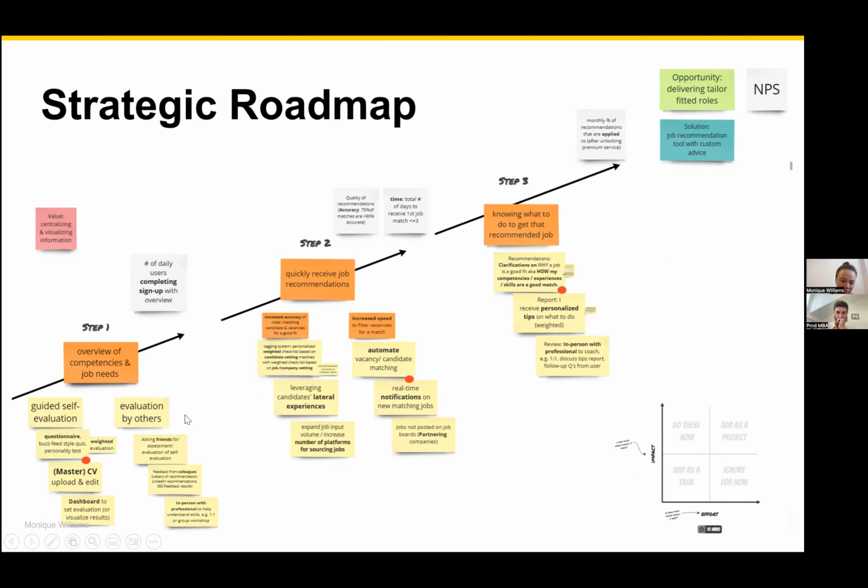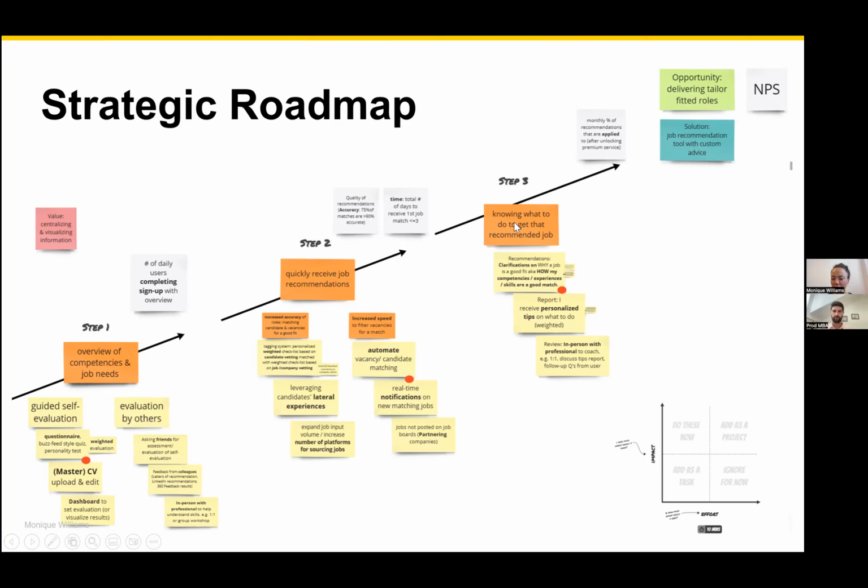And in our case, just to walk through this a little bit, for our first step, our first outcome, we want users to have an overview of the competencies and the job needs that they have, right? So for example, that we could create through a self-evaluation, right? They could maybe upload their CV and also fill out a questionnaire. They could add evaluation by others, right? By friends and colleagues, adding a 360 feedback, for example. The second outcome then would be to quickly receive job recommendations, right? You can easily do that through automating that matching process.